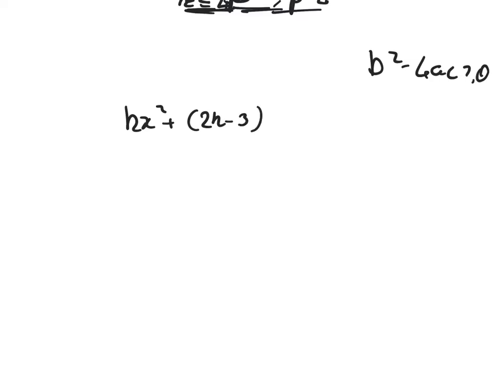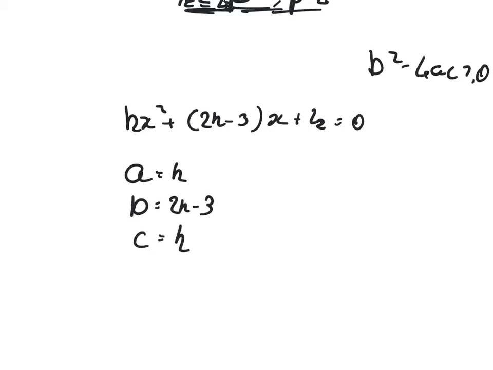Okay, next one, same again. Find the value of k for which the equation has got real roots. So the discriminant being greater than or equal to 0. This time we've got kx squared plus, in a bracket, 2k minus 3 lots of x plus k is equal to 0. So a is equal to k, b is 2k minus 3, and c is equal to k.